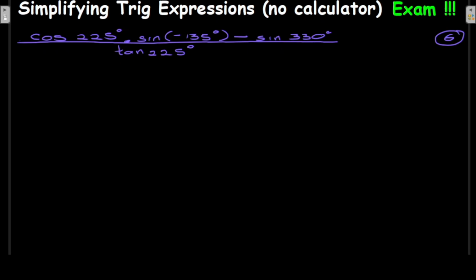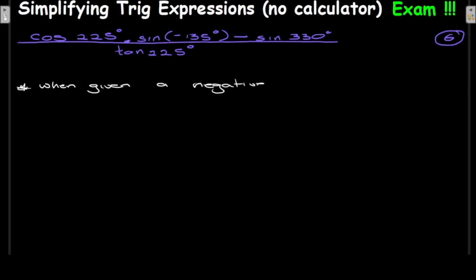All right, so in this video, we were given cos 225 degrees times sine minus 135 degrees minus sine 330 degrees, all over tan 225 degrees. Right, so before I show you guys how this one is done, I'm just going to highlight what is important or what it is that you need to know when you're answering these questions.